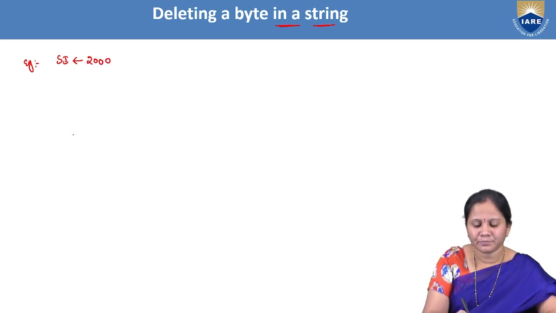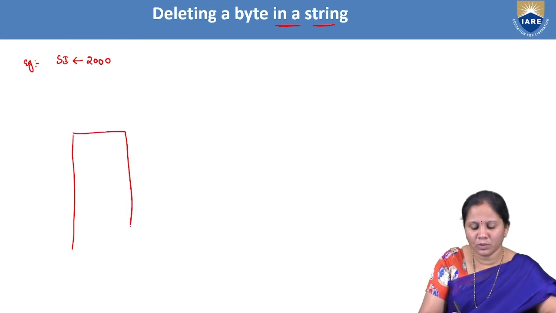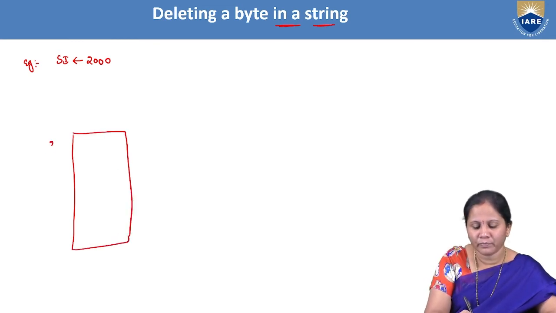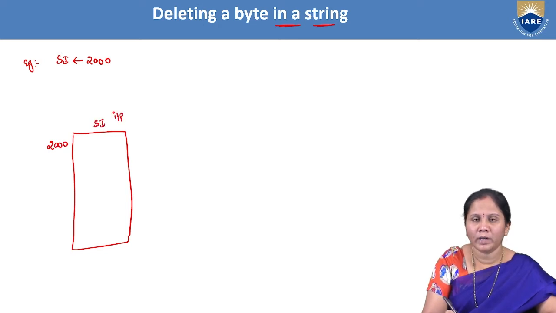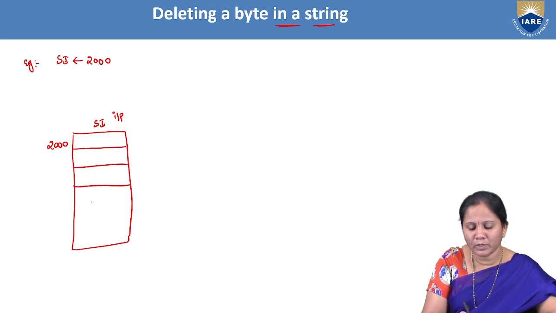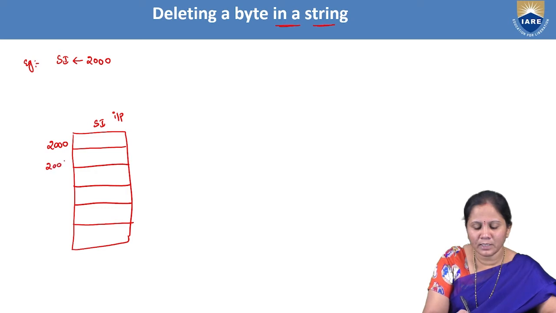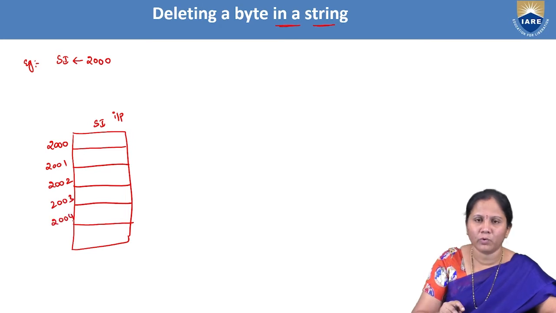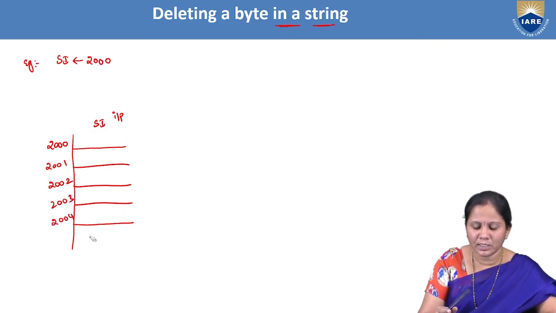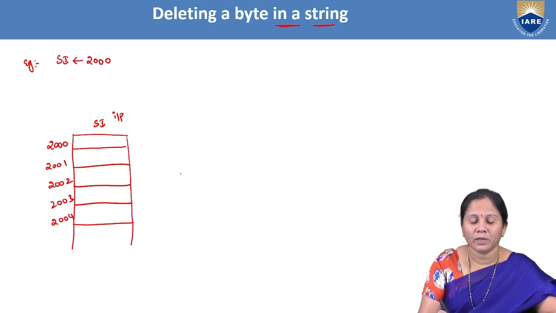That means in the 2000 location, SI, we are going to give one input, and the input consists of a set of numbers. Let us consider that it consists of 5 numbers, so 2003 and this is 2004. Let us consider that the string consists of these numbers.